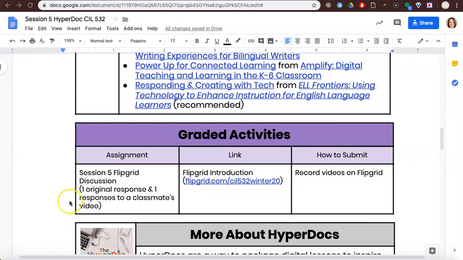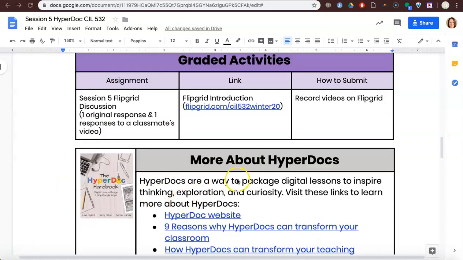Once again, the only graded activity this week is the session 5 Flipgrid, one original response and one response to a classmate's video. This is just extra information about HyperDocs. You do not have to look at this if you don't want to, but some people are interested about HyperDocs and some resources you can have to kind of package a lesson like I have. So feel free to take a look at that or not.